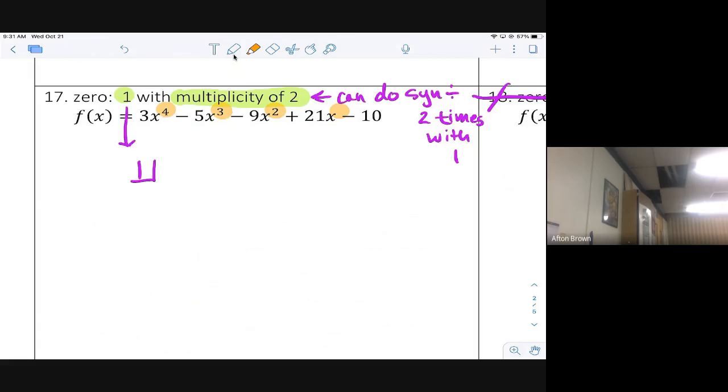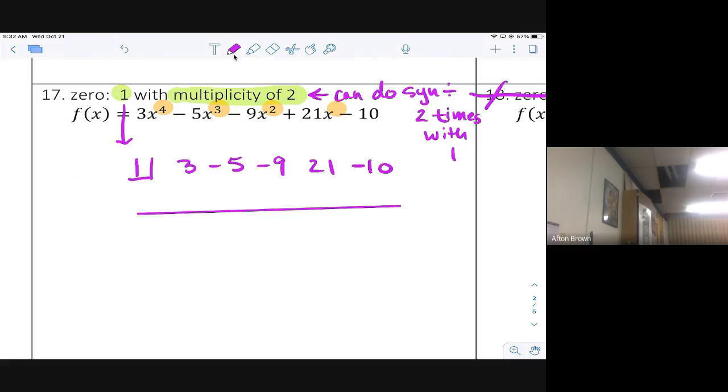What are the coefficients, guys? What are we going to list? 3, 2, 5, 2, 9, 21, and negative. Try synthetic division and then look up. Before you look up, try synthetic division on your own with the 1 in the box. We expect to get a 0 as your remainder. If you don't, raise your hand and I can take a look at your paper. Let's see if you can get this one. Do the synthetic division all by yourself. You have to do it twice? Yes.